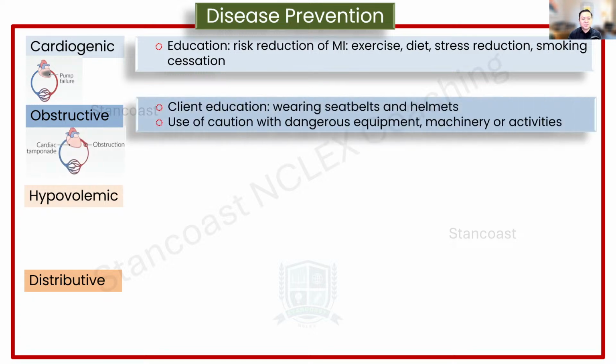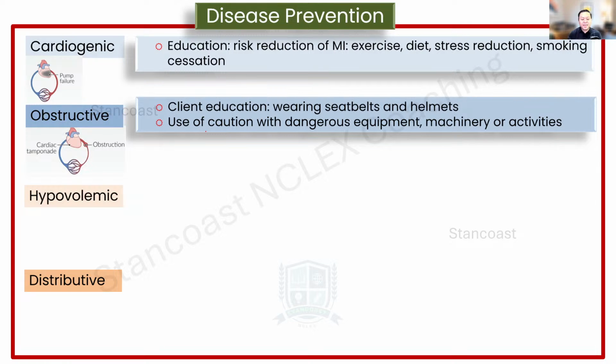Now, for the obstructive type of shock, what can we do here? We're talking about education about wearing seat belts, helmets, especially to reduce the incidence of accidents, especially because here we're going to be talking about trauma to the chest, right? Those flail chest, the hemothorax, pneumothorax can be caused by physical injury or trauma, such as when the person may encounter a vehicular accident. So that's going to be a specific topic that might come out. Or it could be the use of caution with dangerous equipment, machinery, or activity. So these are topics that might be asked as prevention, right?